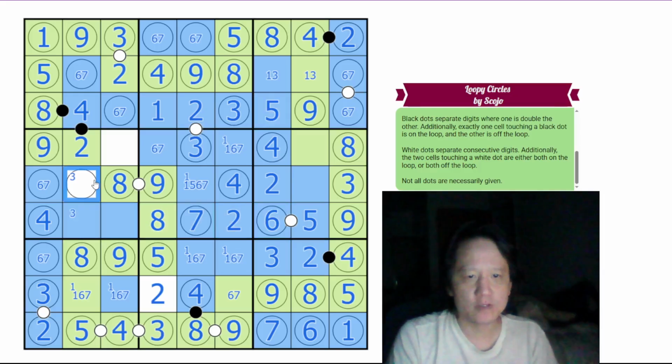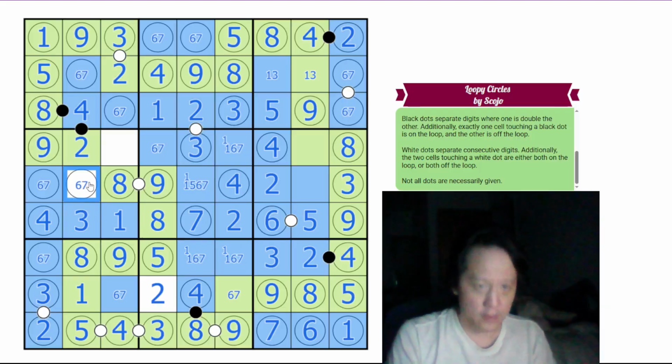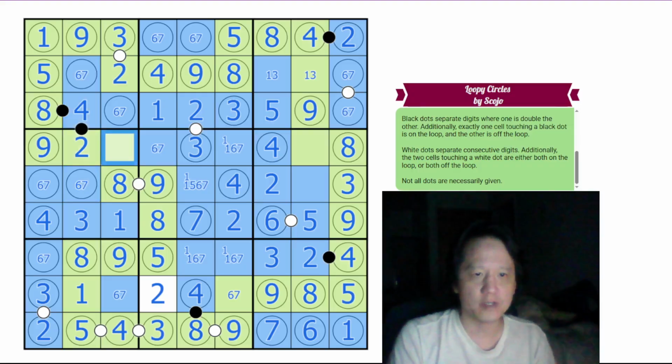Remaining digits, this can't be 3 anymore, so that forces 3 to be here. This makes this 1. So this can't be 1 here. Where is the 1 in box 7? It has to be here. This has to be a 6 or 7. Therefore, it cannot be on the loop. So this must be the other cell on the loop. And this is not on the loop.